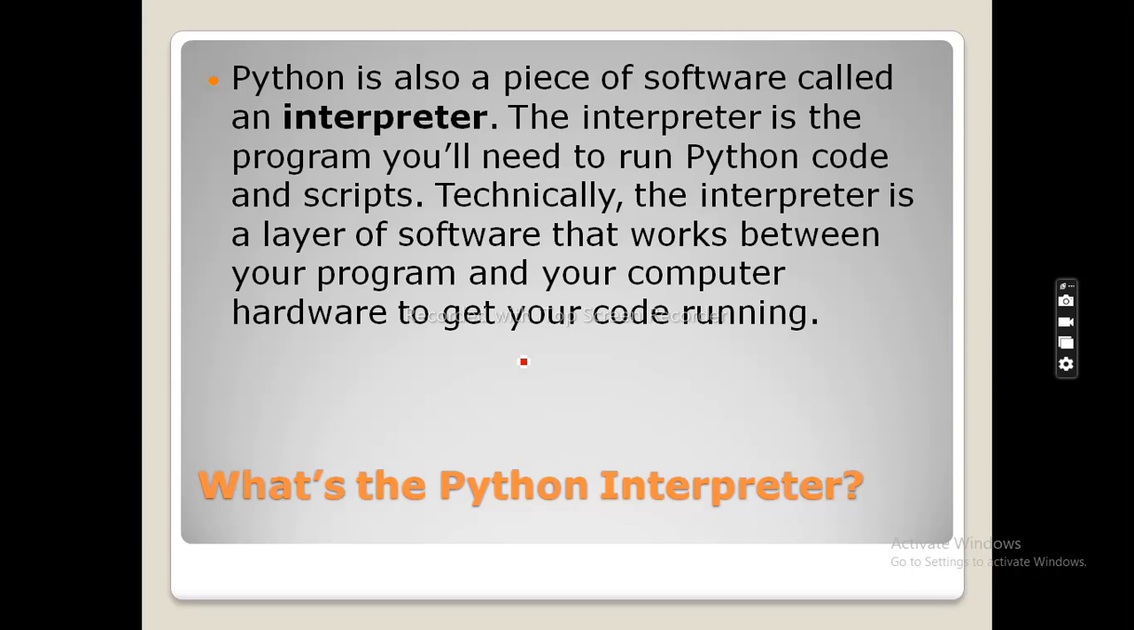Now what is the Python interpreter? Python is also a piece of software called an interpreter. The interpreter is the program you will need to run Python code and scripts. Technically, the interpreter is a layer of software that works between your program and your computer hardware to get your code running. It's kind of like operating system code. That is the definition of the operating system.